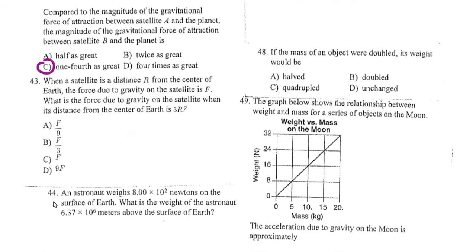When a satellite is a distance r from the center of the Earth, the force of gravity is F. What is the force on the satellite when it's 3r? So same idea. The distance is getting bigger, so conceptually I know that the force gets smaller. I'm getting bigger by a factor of 3, so I have to get smaller by a factor of 3 squared, or 9. So this is F over 9.